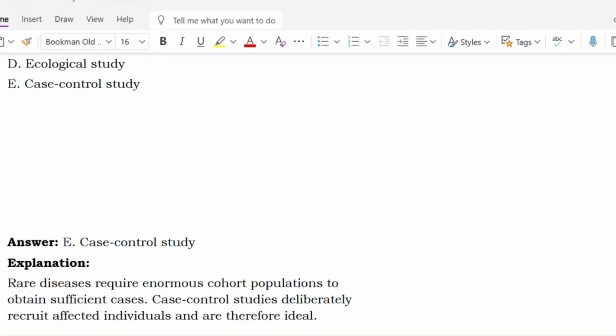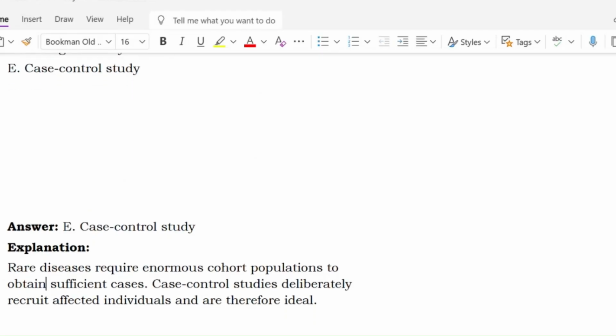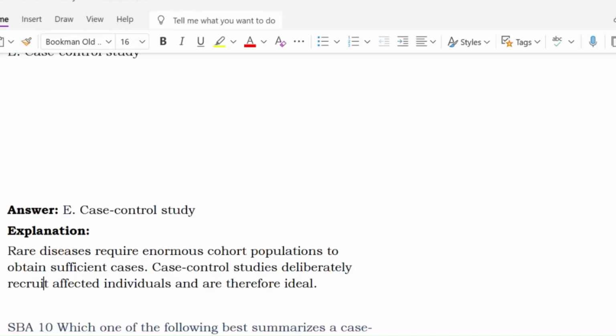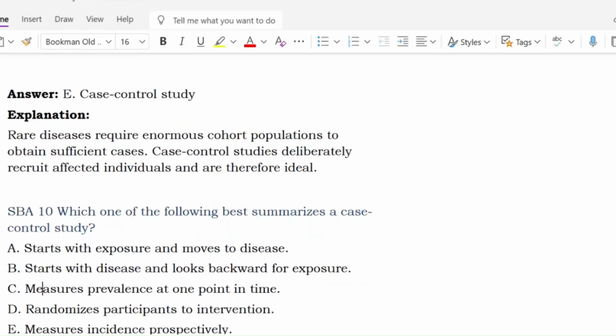Rare diseases require an enormous cohort population to obtain sufficient cases. Case control studies deliberately recruit affected individuals and are therefore ideal.